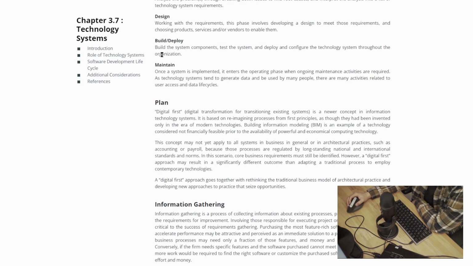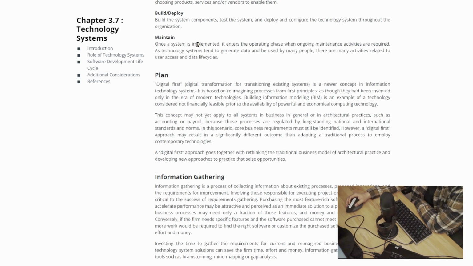Build/deploy. Build the system components, test the system, and deploy and configure the technology system throughout the organization. Maintain. Once a system is implemented, it enters the operating phase when ongoing maintenance activities are required. As technology systems tend to generate data and be used by many people, there are many activities related to user access and data life cycles.